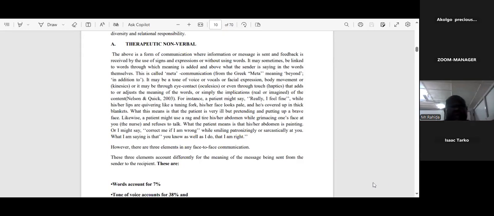So if we can move, then it means that we have dealt much with the verbal communication aspect. So we are going to the what? The non-verbal aspect of therapeutic communication.